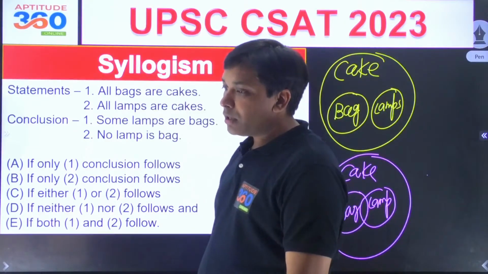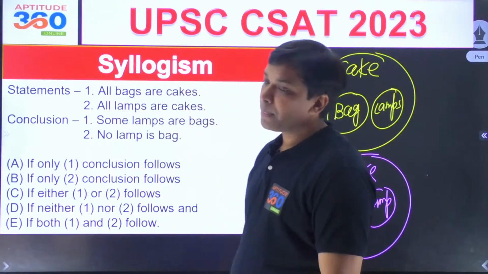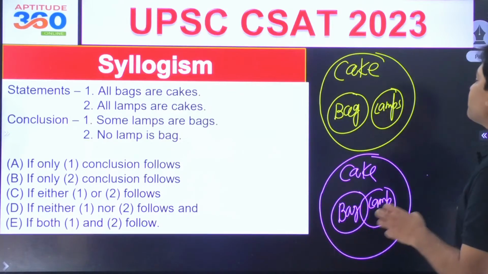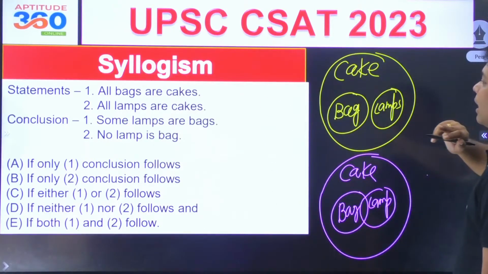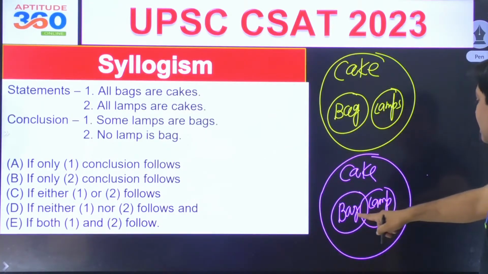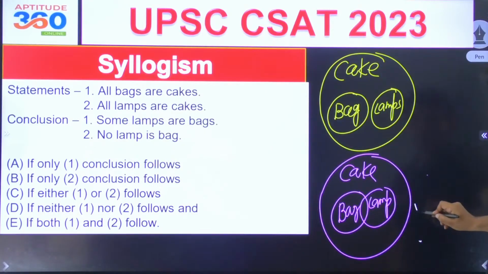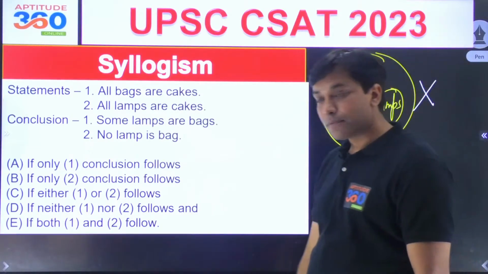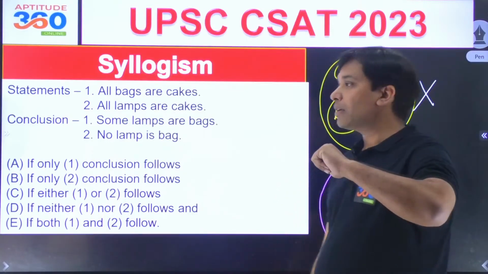Sonia, Rahul, they are giving an option number B. चलो जी, एक बार इसको ना समझने की कोशिश करते हैं. All bags are cakes. Some lamps are bags. This conclusion is true in the second diagram, but it is not true in the first diagram. Do you understand this? So this cannot be universal conclusion. So A cannot be the answer.